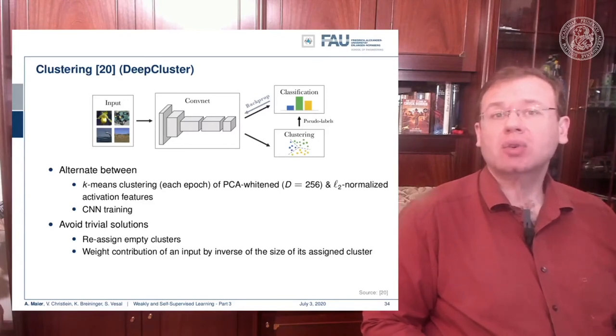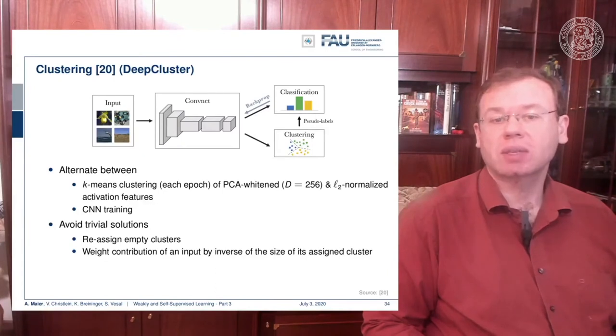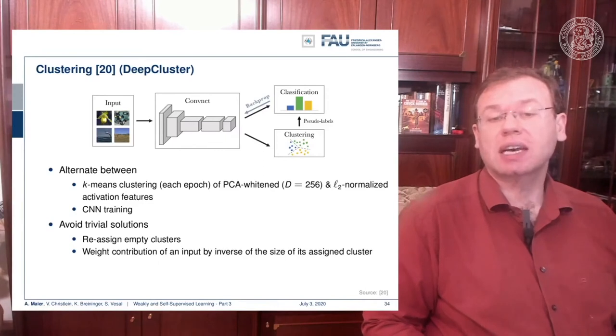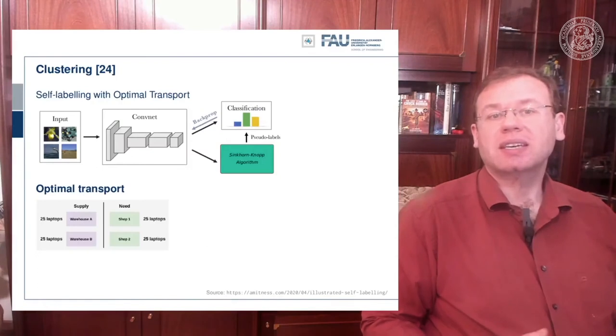So you want to alternate between the classification and the clustering, and this allows you to build also very powerful convolutional neural networks. There are also some problems with trivial solutions that you want to avoid. So you want to reassign empty clusters. And of course, you can use tricks like weighting the contribution of an input by the inverse of the size of its assigned cluster. You can even build on this idea further, and this leads to self-labeling with optimal transport in reference 24.